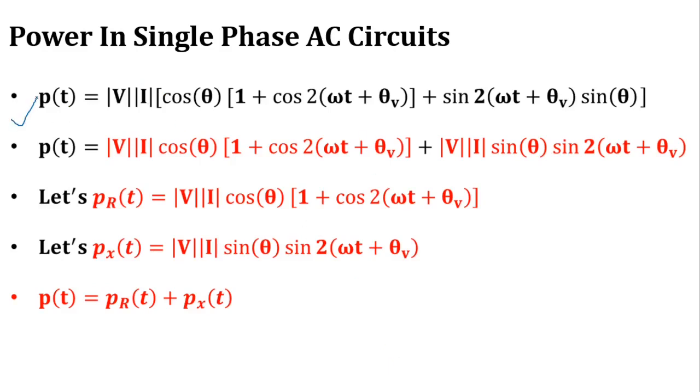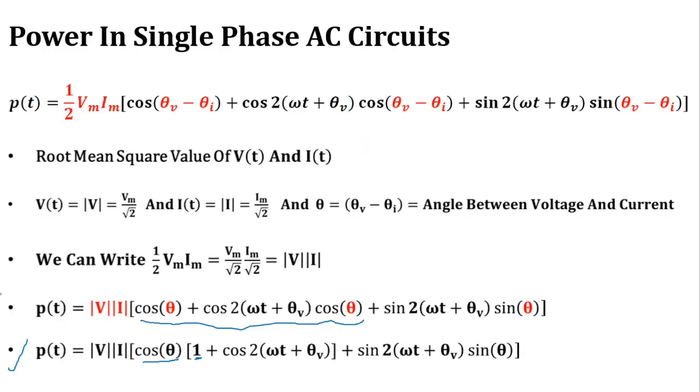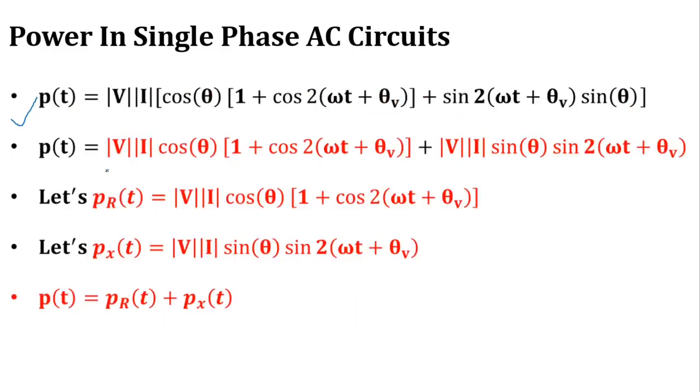Next, this is the equation that I have right over here. In this equation I can multiply |V||I| into this entire bracket. So the first part of power becomes |V||I| cos θ in bracket 1 plus cos(2ωt + θV). This is the plus sign, same as over here. Again I have to multiply |V||I| with this term, so this becomes |V||I| sin θ into sin(2ωt + θV).